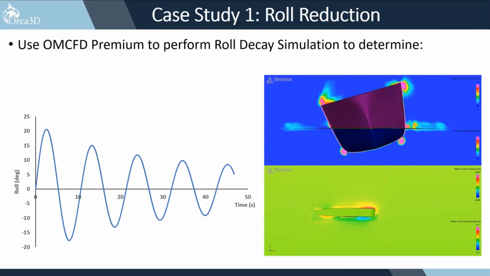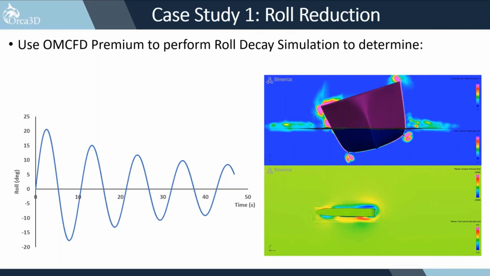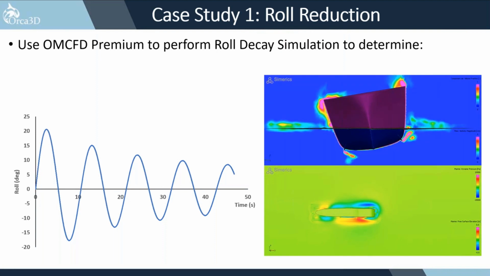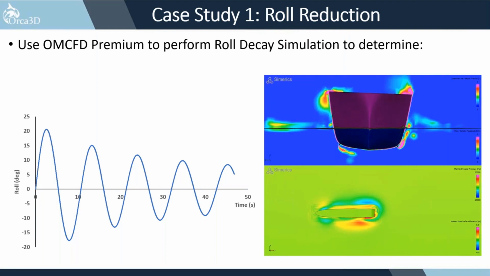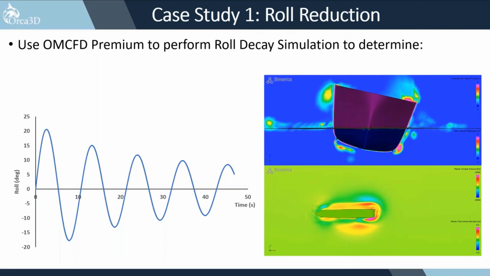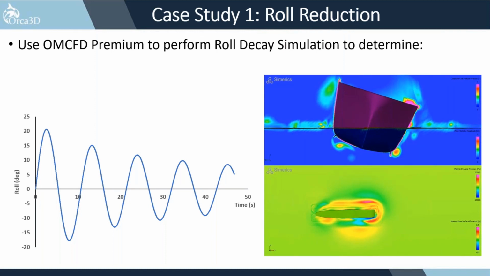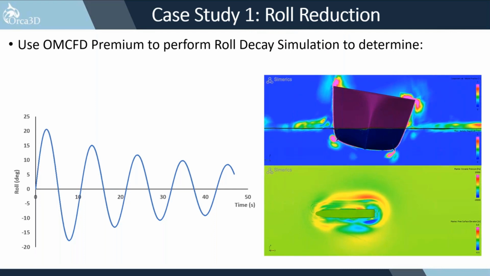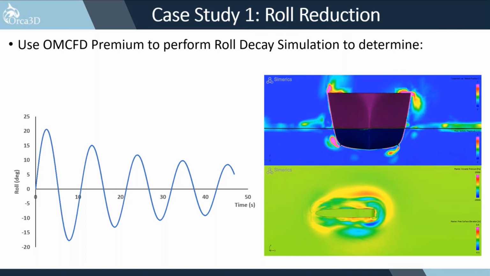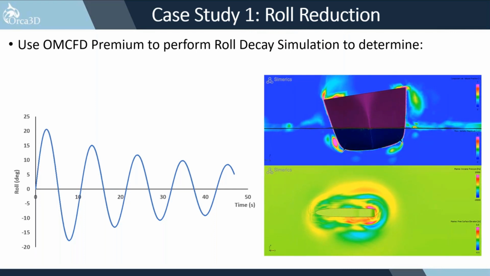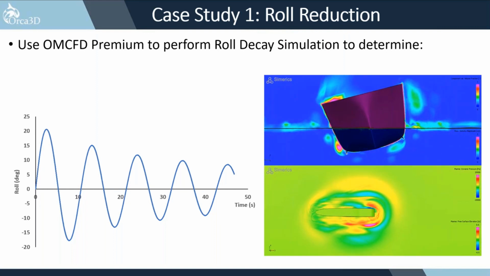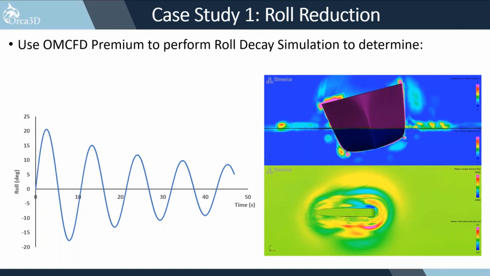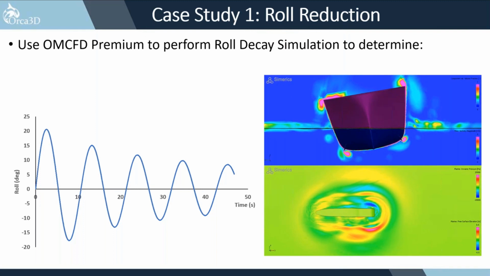So the test that we're showing here, the type of simulation, which was very easy to set up, is what we call a roll decay. And this does require the premium, of course, because it's using that roll degree of freedom. And what you do here is you start the model sitting still in water, and you either start the hull at an angle, a roll angle, or in this case, we started it with a roll velocity. So we gave it an initial roll velocity and then let it go.